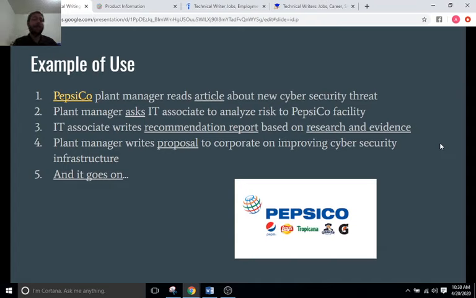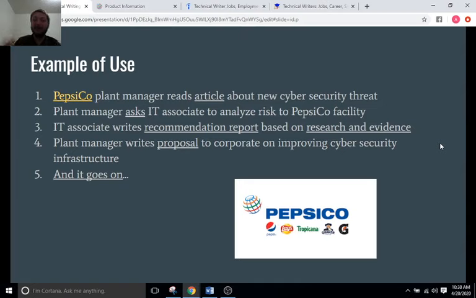Step 2, the plant manager asks the IT associate to analyze the risk to his PepsiCo facility. So I underlined asks here. That can be done in a variety of ways, right? It can almost be a proposal. Most often it's probably going to be an email, and he's going to have to use some technical terms in there as well to illustrate what exactly he's concerned about.